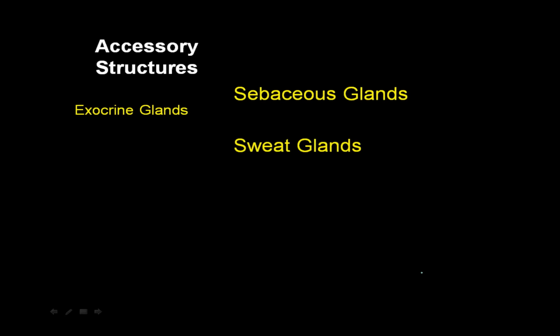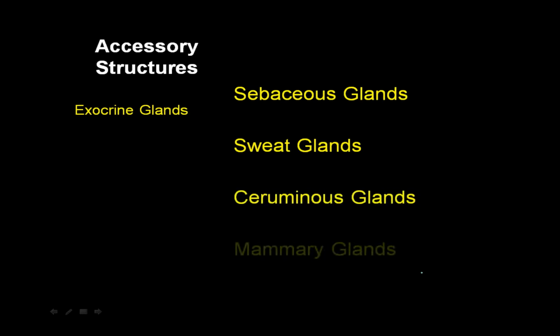Okay, the exocrine glands. Let's talk a little bit about exocrine glands. There are 4 types that I want to talk about, and those are going to be the sebaceous glands. Then we'll talk about the sweat glands briefly. We'll talk about ceruminous glands, those glands that are found in your ear, and then mammary glands. Okay, let's talk about each one of these one at a time.